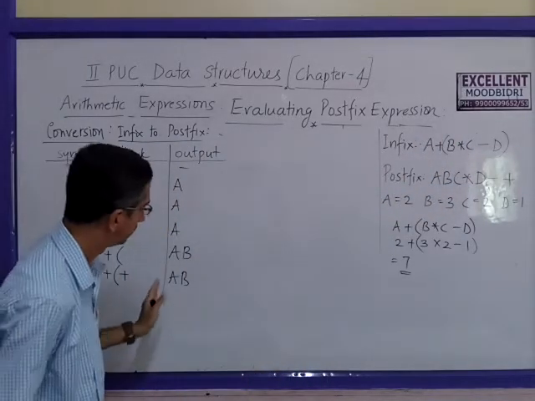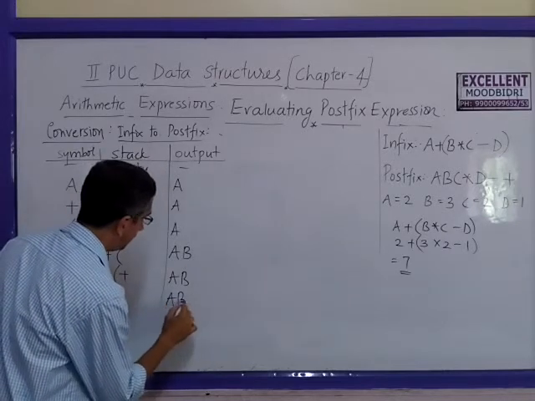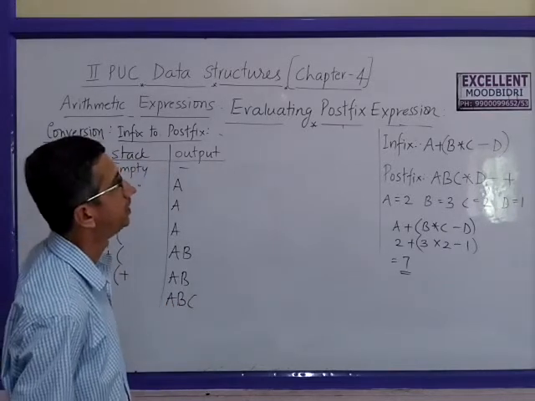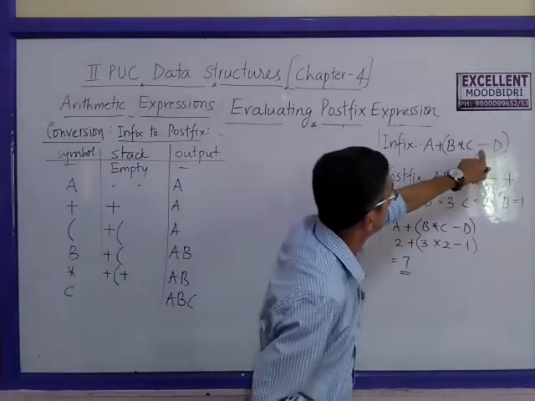Next symbol is C. C is an operand, so output directly. So it is A, B and C. Right? A, B and C. Next one, minus.